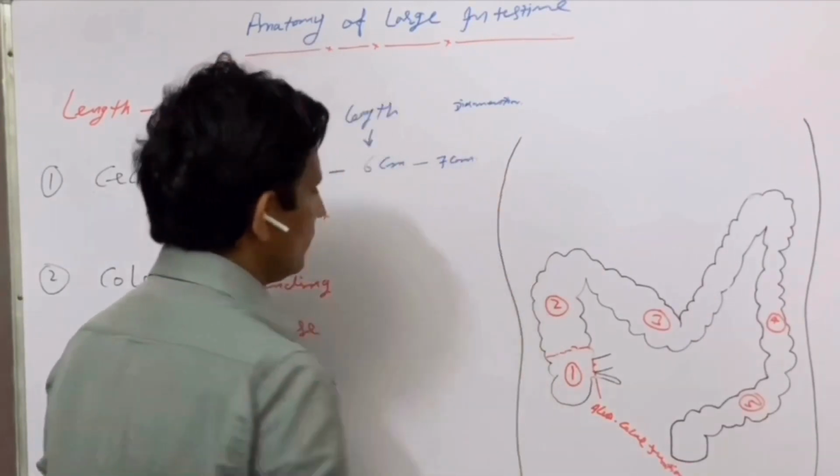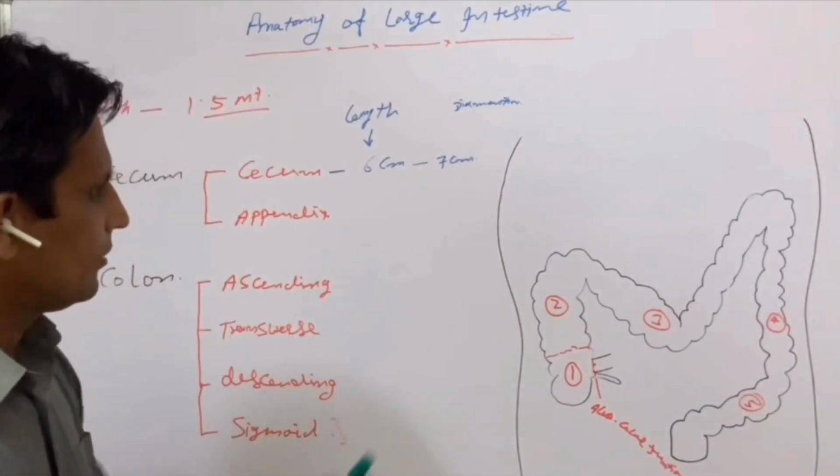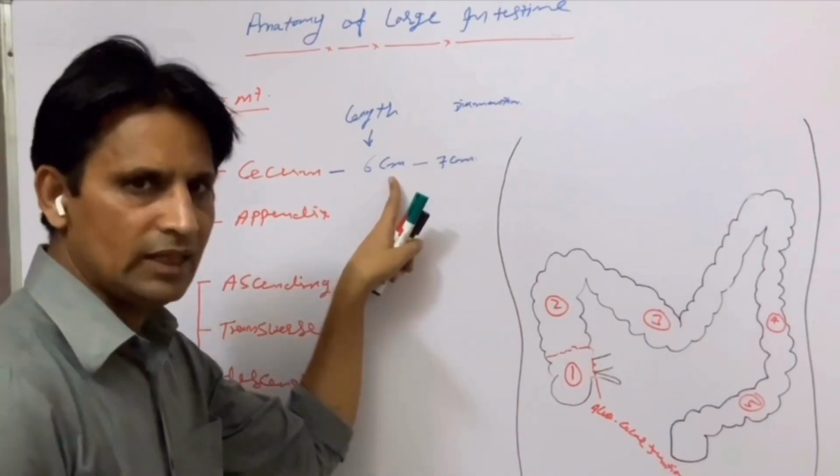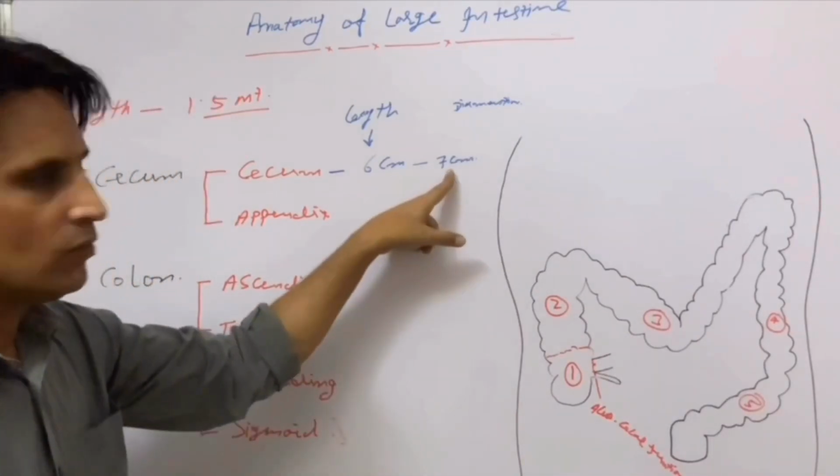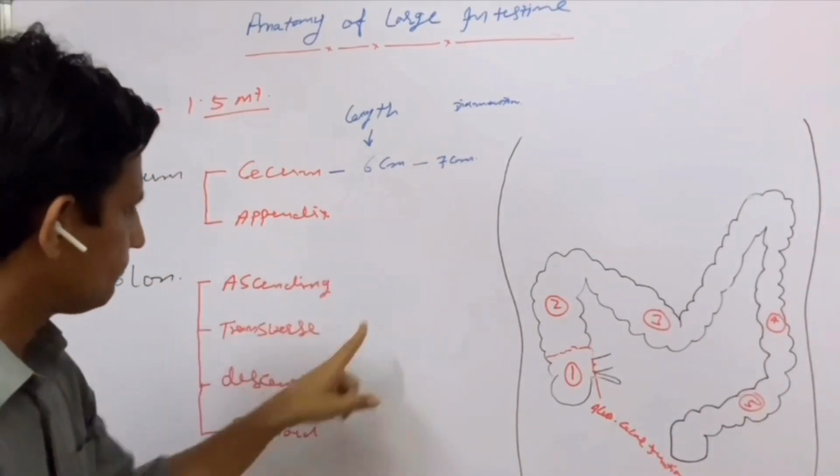But the dimension means its width is more than its length. Its diameter is around 7 centimeters.